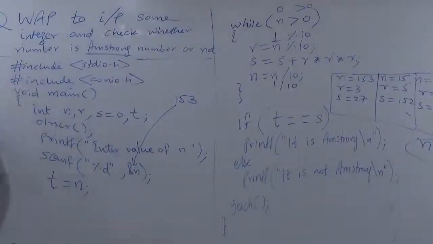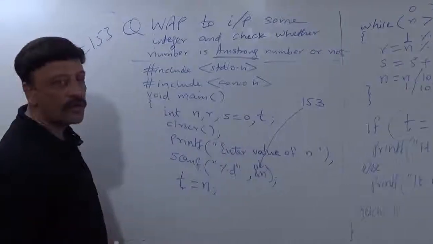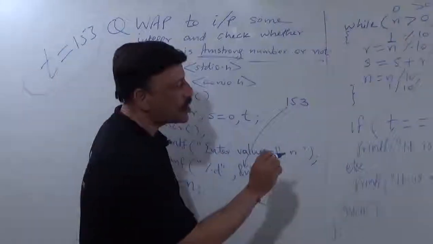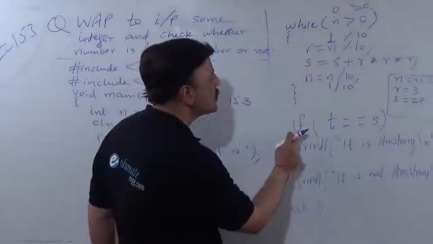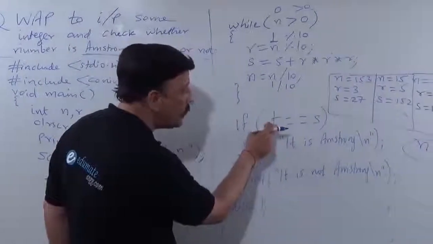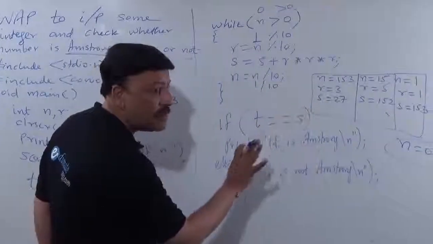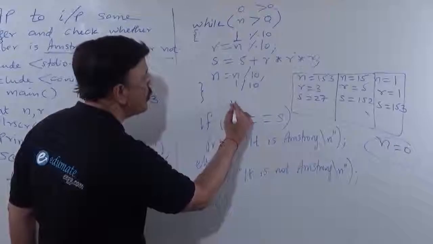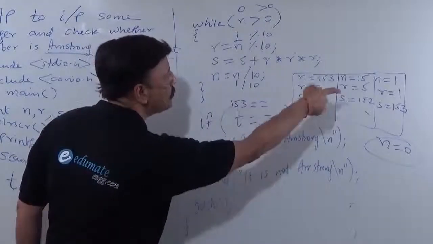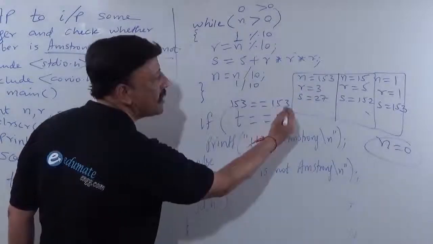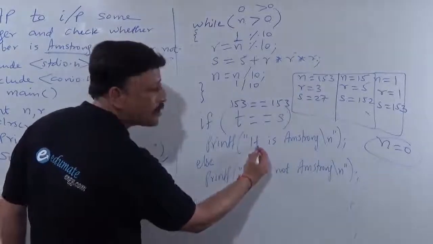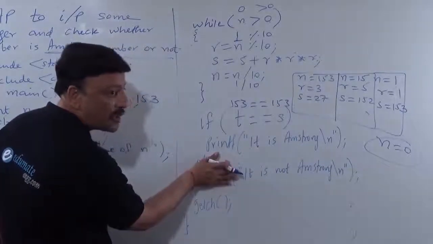So, T is still 153. So, if you want to check whether it is Armstrong number, you should ask, is the original number is T, not N. N has become 0. Is that original number 153 equal to the sum? Sum is 153. Yes, they are equal. So, it will print it is Armstrong and else will be not executed.